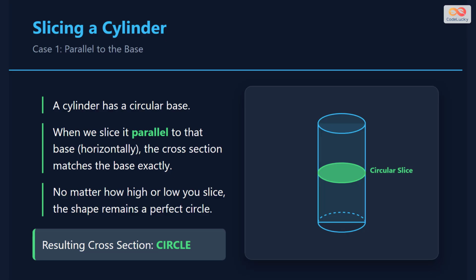Moving on to a cylinder. A cylinder has a circle at the top and a circle at the bottom. If we slice it horizontally, parallel to the base, just like we did with the cube, we get the same shape as the base. No matter where you make this horizontal cut, the cross-section will always be a circle.